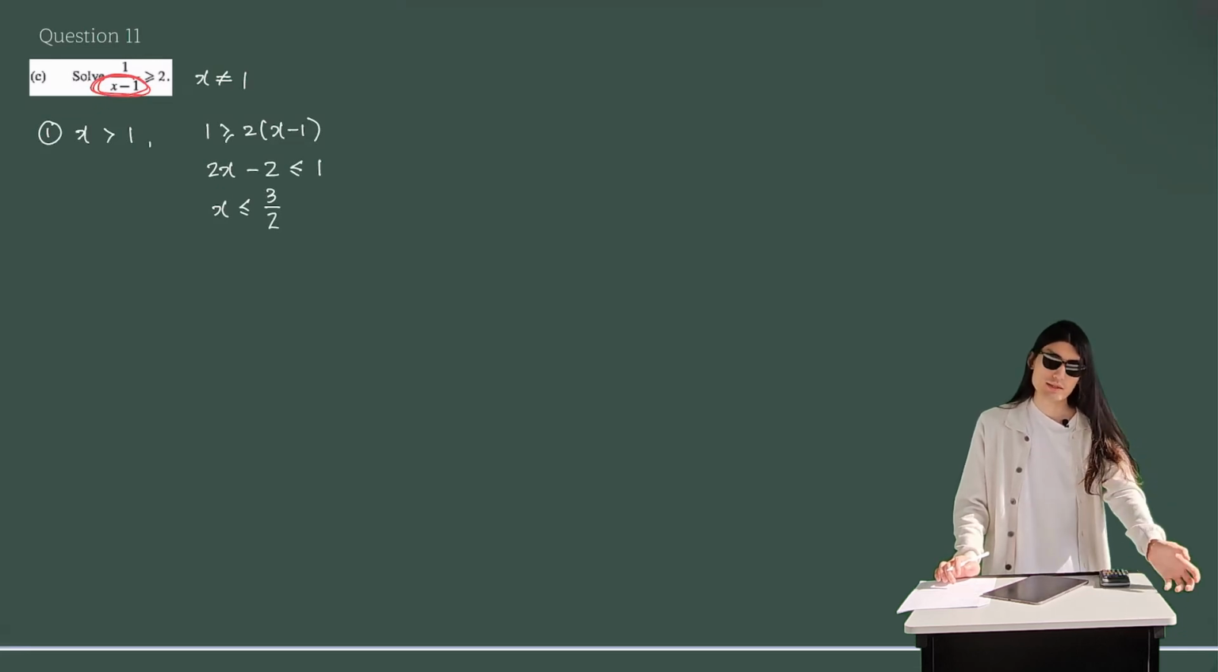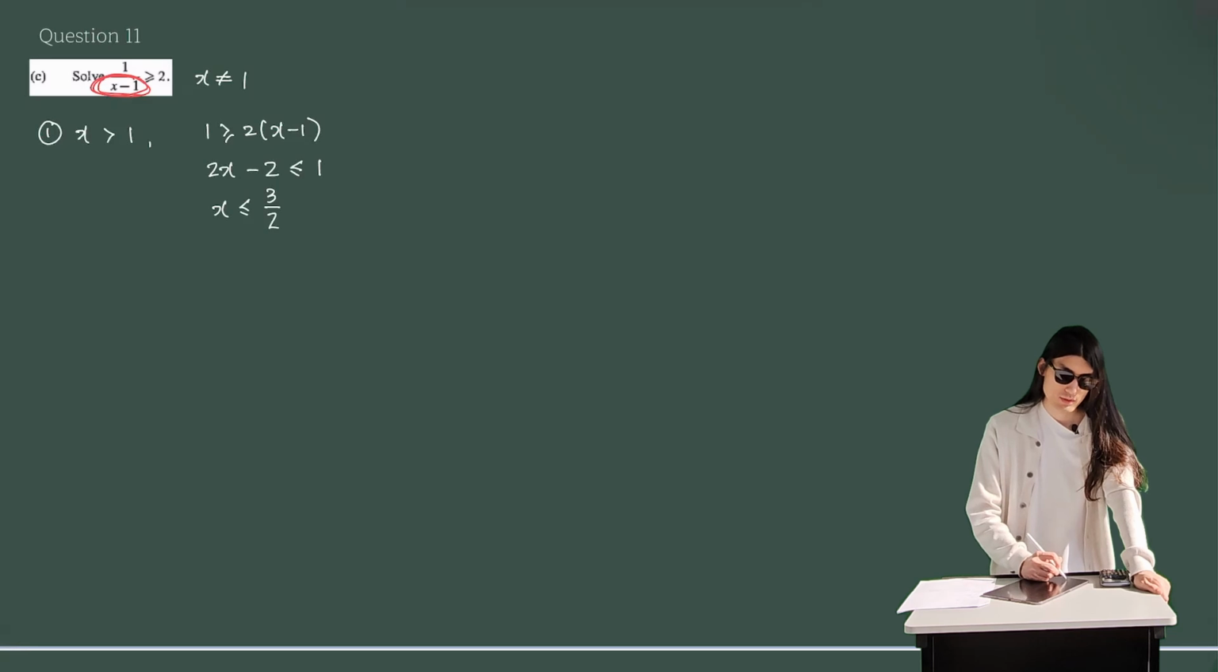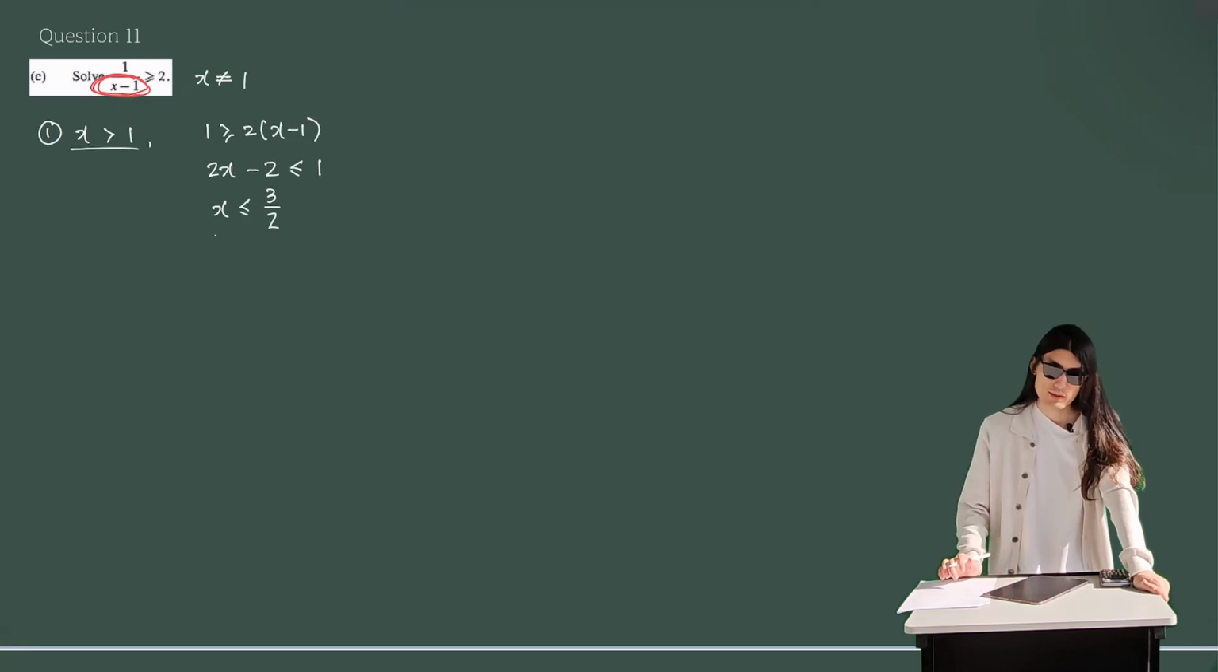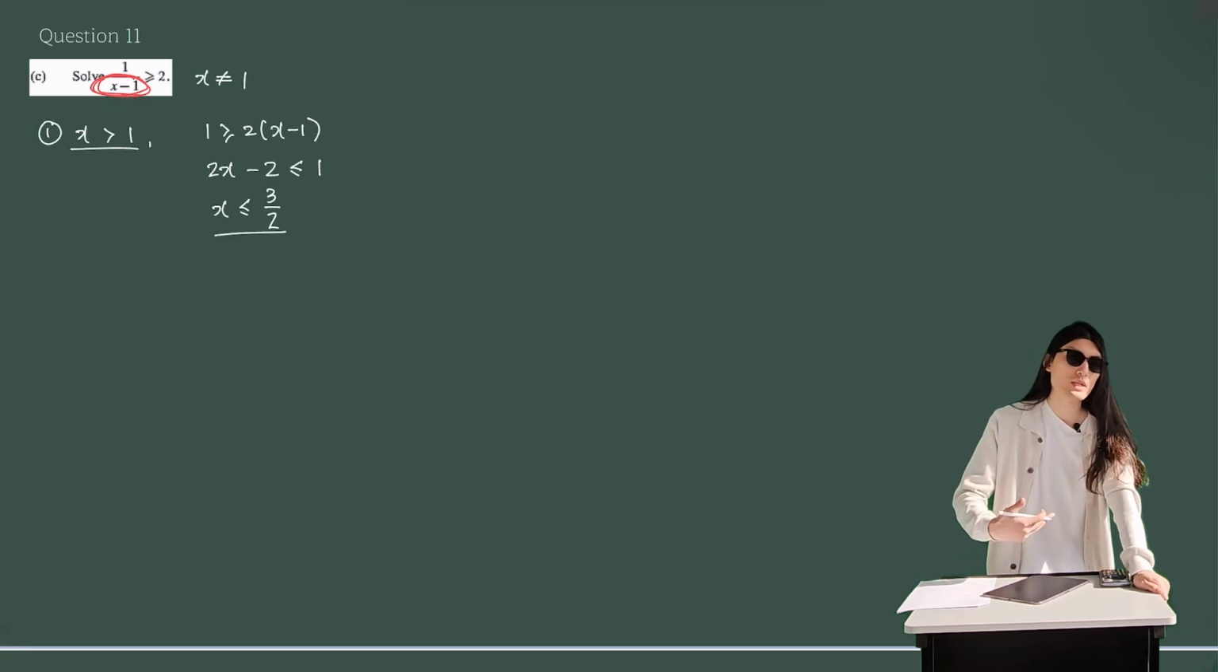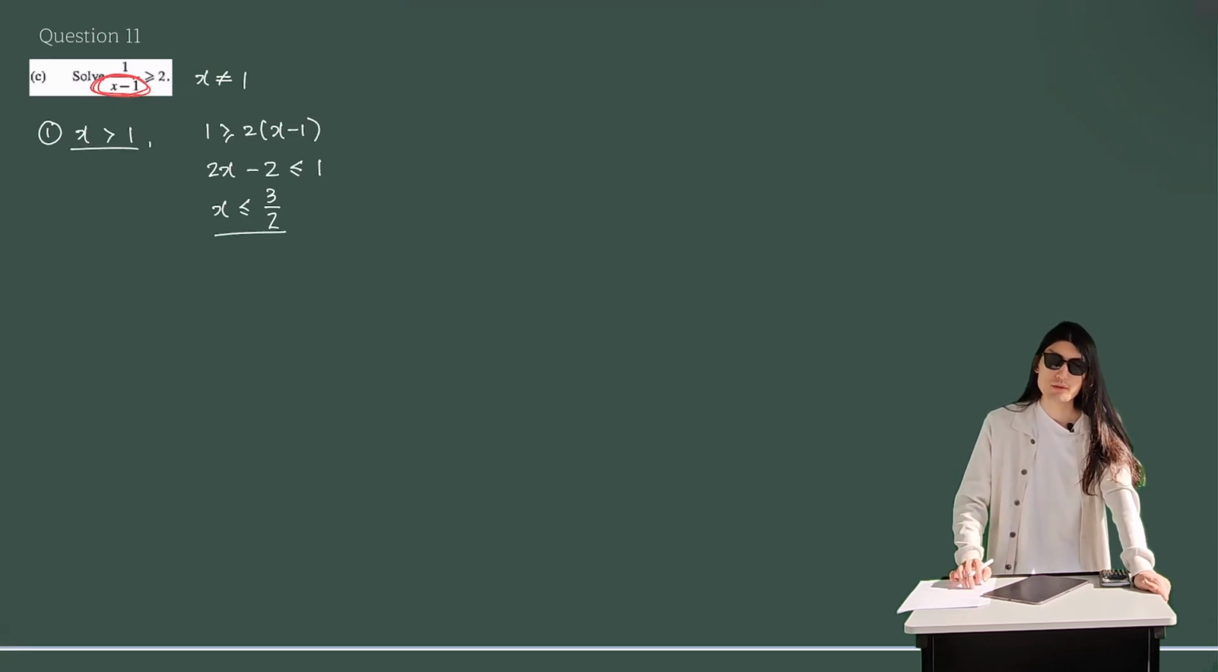So the solution for x that we get from this case is if x is greater than 1, then x must be less than or equal to 3 on 2. So in other words, x is in between 1 and 3 on 2, but it includes 3 on 2, doesn't include 1. Okay.